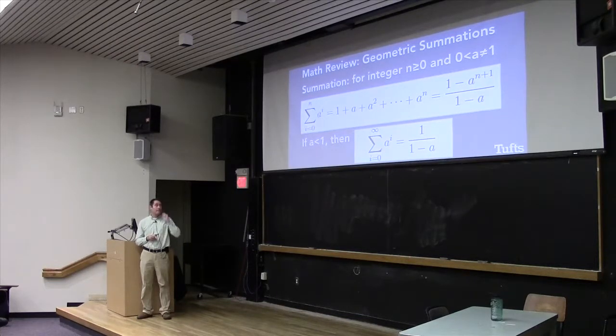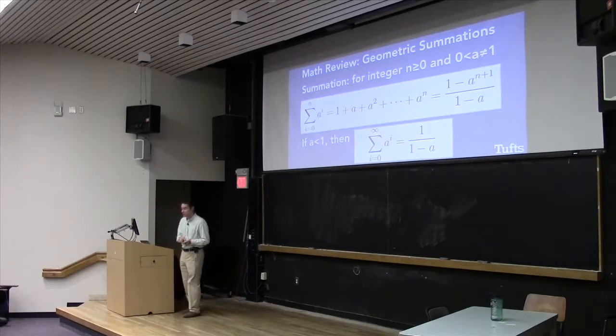Kind of neat. Okay. If you happen to have a less than 1, then if you go all the way to infinity, that actually turns into this. The sum of a to the i from 0 to infinity, if a is less than 1, actually converges to 1 over 1 minus a, which is also kind of a neat answer here. Okay? So those are the two summations that are called geometric summations. Okay? All right.